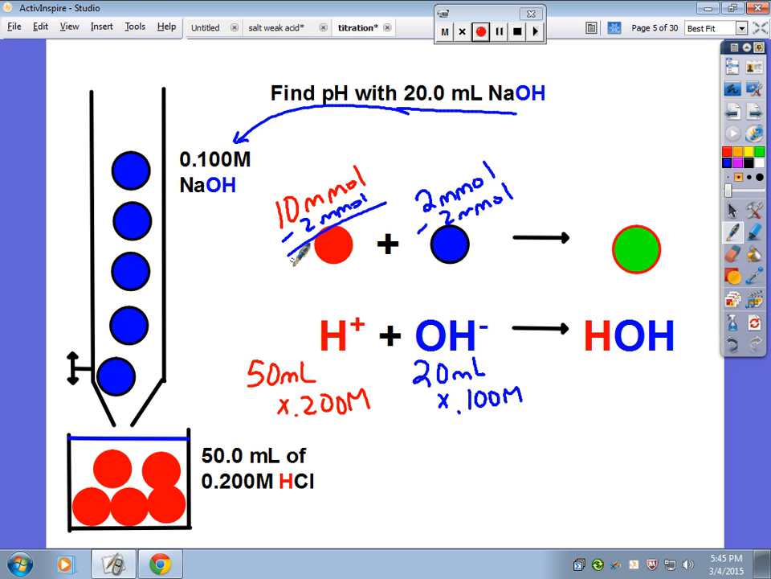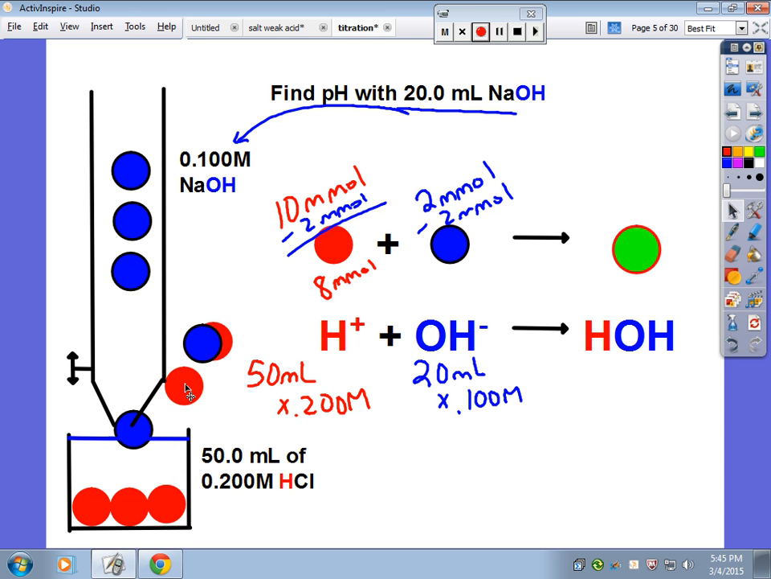How many red circles am I going to have left if every blue circle hits a red circle? I'm going to have 8 millimoles left, aren't I? So what just happened? I took another blue dot and a red dot, and I have less in here. I know there aren't circles on there, but you just have a picture, guys, that there's 10 red circles down here, and there's an unlimited number up here, lots. So how many millimoles of hydrogen ions do I have in here now? I have 8 millimoles of hydrogen ions.